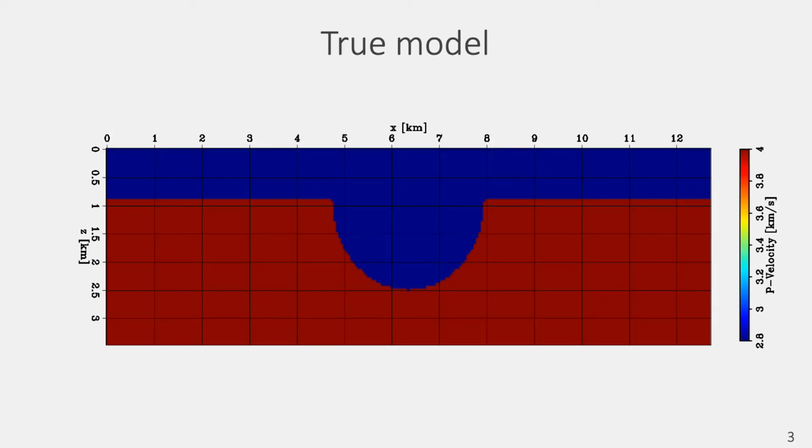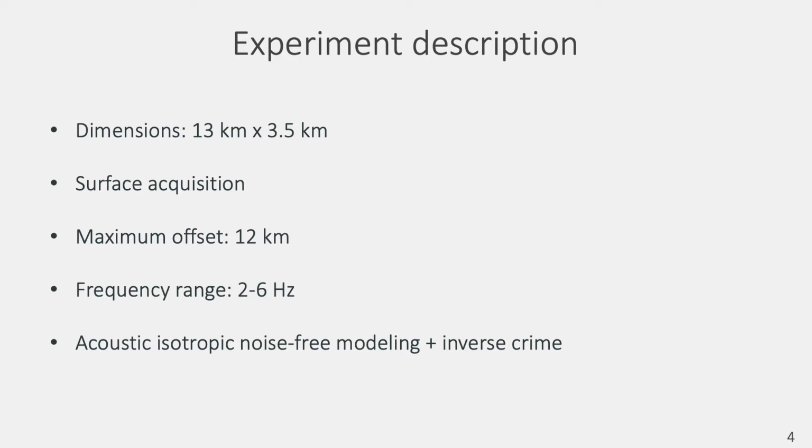The true velocity model is approximately 12 km wide and 3.5 km deep, and it is composed of two horizontal layers with a low velocity synclinal inclusion embedded in the second deepest layer. We generate data with a surface acquisition setting with sources placed every 250 meters and receivers every 50 meters. The maximum recorded offset is 12 km, and the source used contains energy restricted to the 2 to 6 Hz range. Our modeling is conducted with an acoustic isotropic engine, which is also used for the inversion process.